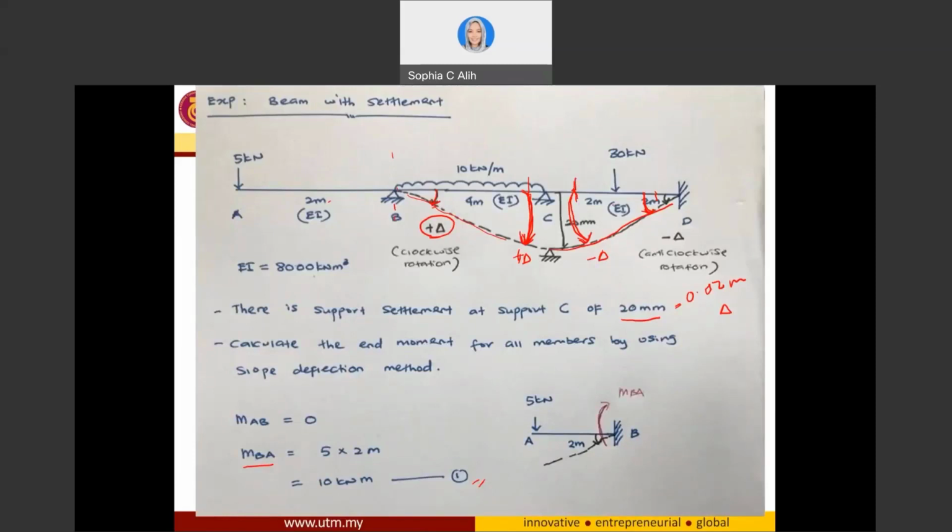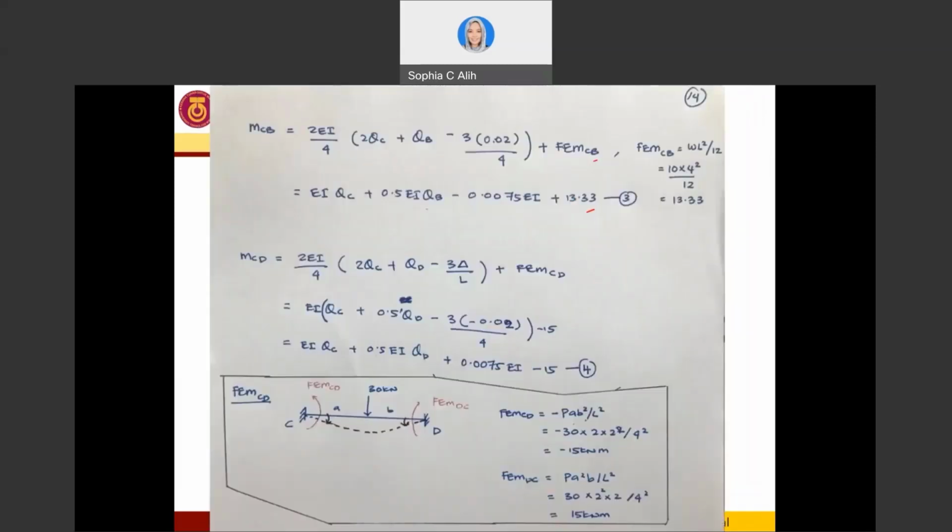Still the same, for MCD, from C to D, since the angle of rotation is counterclockwise, so negative delta. Negative delta is negative 0.02. Just put in your equation negative 0.02. Only this one is different. Okay, so everything is similar. You will get it all correct.